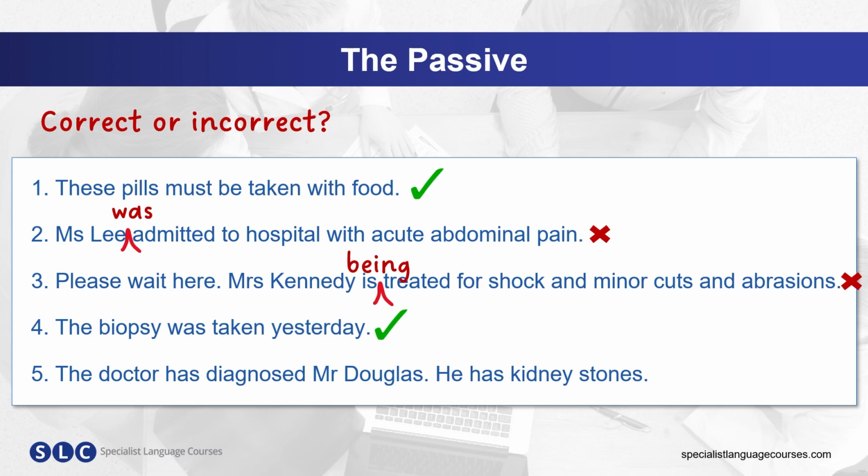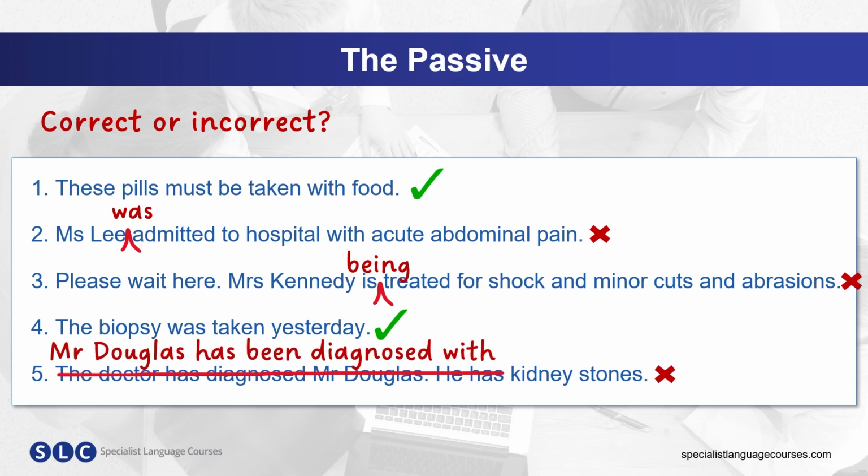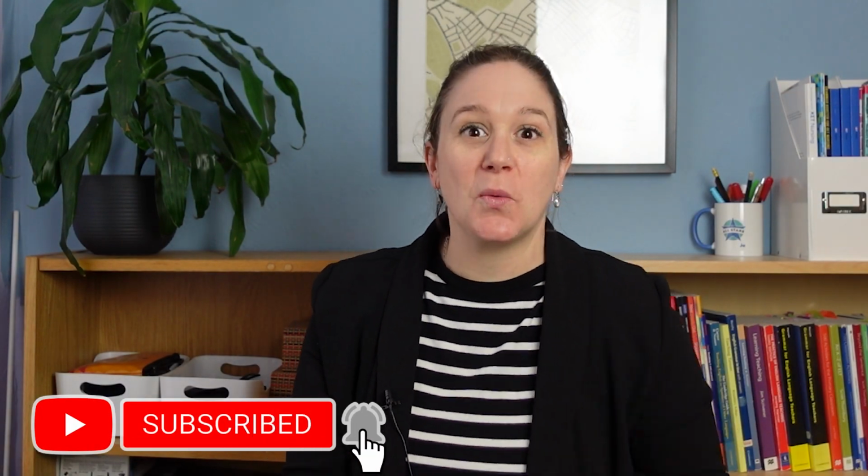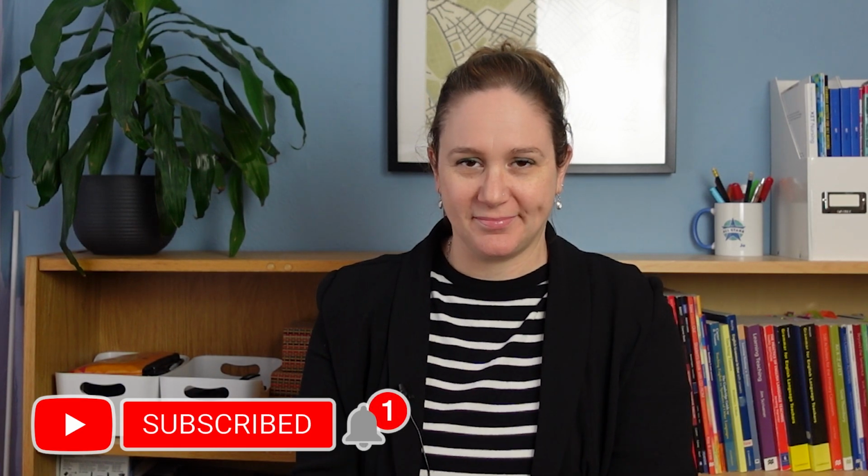And number 5 is incorrect. We can summarize the sentence more effectively by writing one sentence and using the passive. For example, Mr. Douglas has been diagnosed with kidney stones. So let's take a look at some OET case notes and see how we might use the passive there.